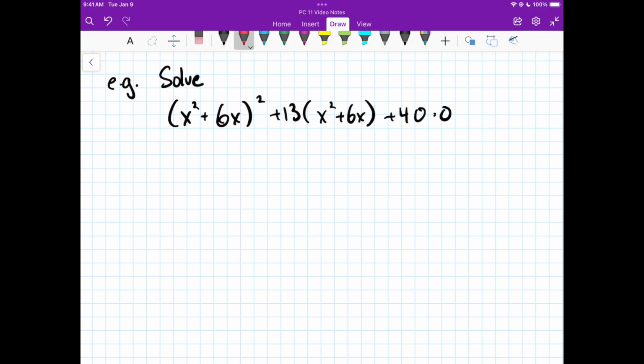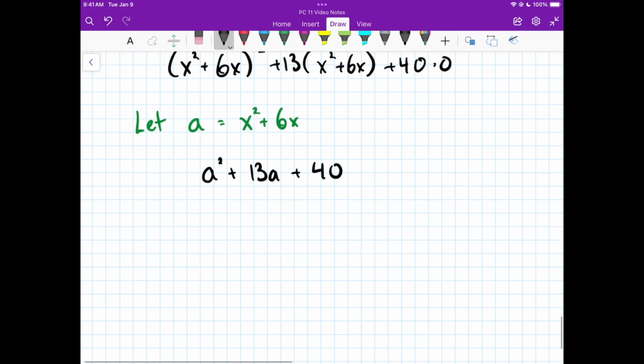All right, so let's write ourselves a let statement. And let's just keep it pretty simple. We'll say let a equal, so you can use the word be or you can use an equal sign. I'm typically going to use an equal sign. So let a equal x squared plus 6x. So if we make that switch, we end up with a squared plus 13a plus 40, which, again, pretty easy to factor.